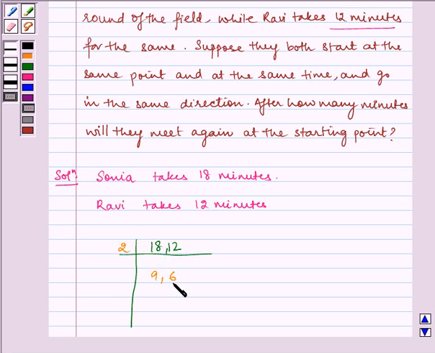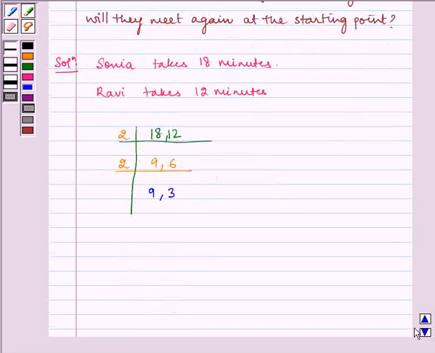Now it can again be divided by 2. So dividing it by 2, we get 9 and 3. Now it cannot be divided further by 2, but it can be divided by 3. Dividing by 3, we get 3 and 1. Now again dividing it by 3, we get 1 and 1.